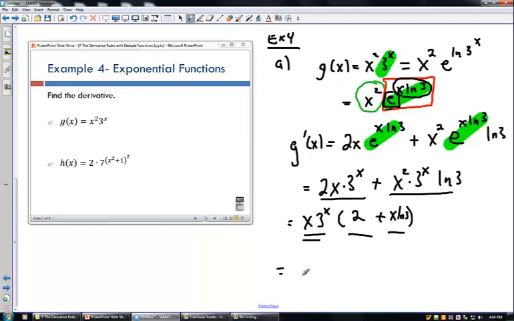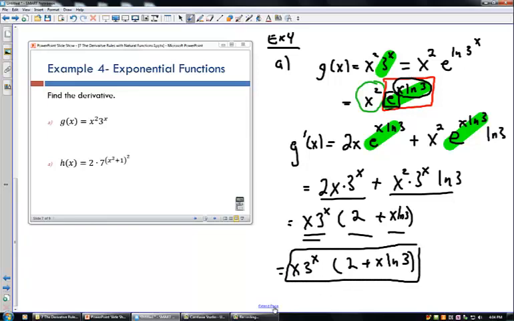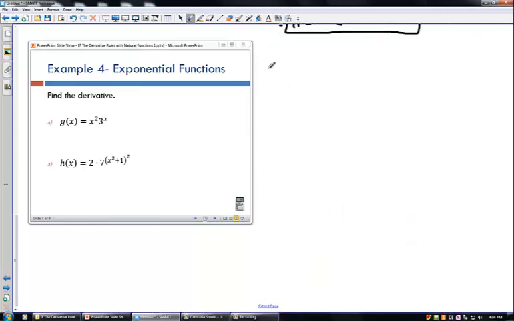And so this is equal to x, 3 to the x, all times 2 plus x ln of 3. So that's the first one. The next one, part B, I have h of x equal to 2 times 7, all raised to the x squared plus 1 quantity squared. Right, just the 7's raised to that.